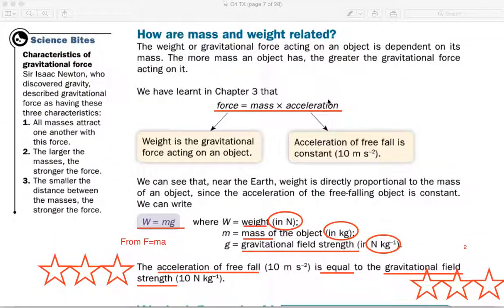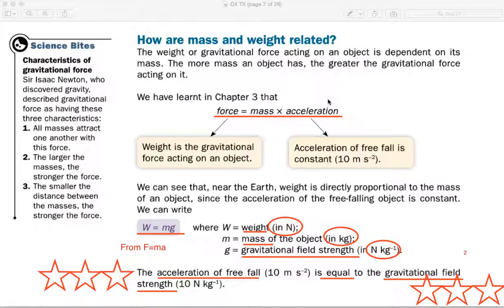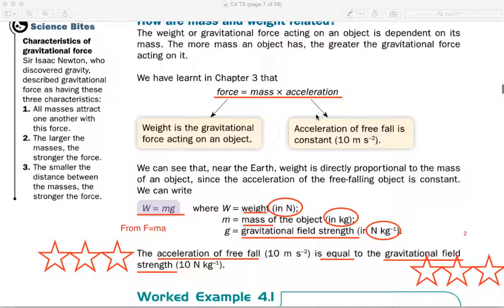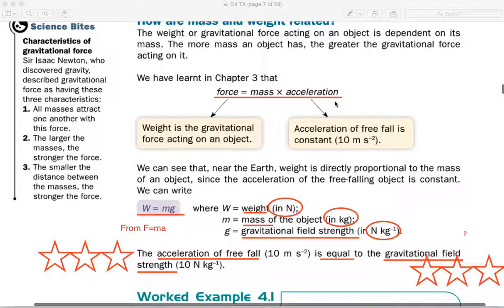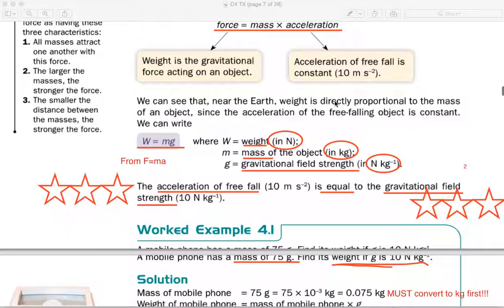Next we're going to talk about mass and weight and their relationship. What's the difference between mass and weight? We're going to explore that in this second video. We learned in chapter 3 the universal formula, resultant force equals mass times acceleration. We can actually use this same formula over here.